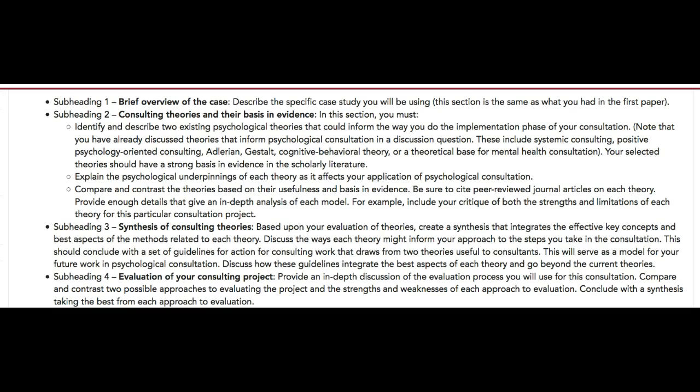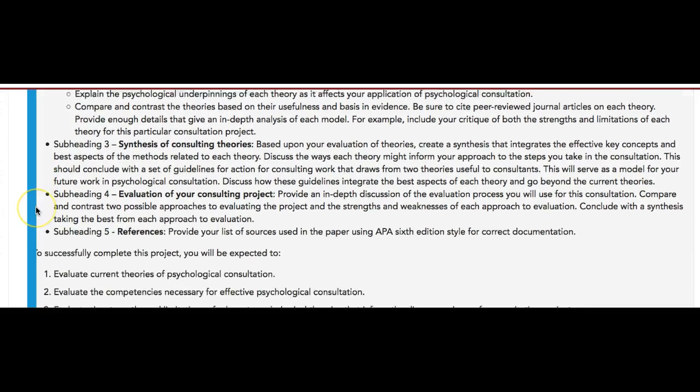And you'll explain the psychological underpinnings of each theory and how it might affect your consultation, compare and contrast, and then do a synthesis of the theories you selected. It says, for example, based upon your evaluation of theories, create a synthesis that integrates the effective key concepts and best aspects of the methods related to each theory. Now, you may find whole systems approach does that as well. Some of these are automatic, like appreciative inquiry. And then you're going to do an evaluation of your consulting process. Use Kirkpatrick's training evaluation model to talk about how you can evaluate your consulting. And then you're going to list your references.